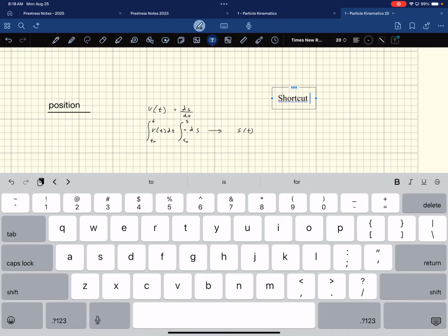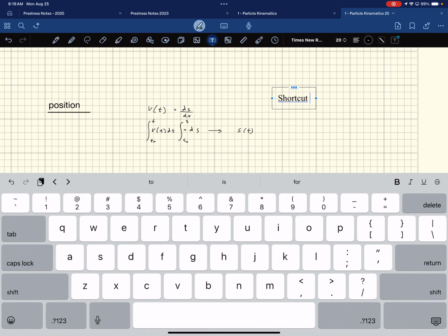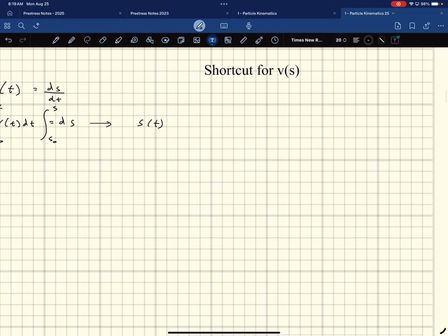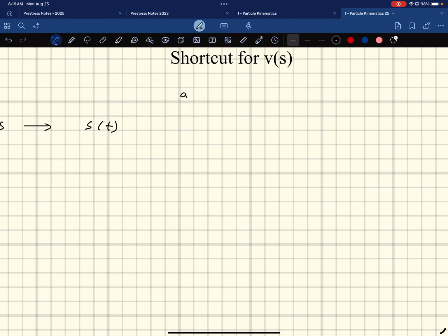Similar to what we did last time. Maybe we want velocity as a function of position. Okay, so let's do that quick little shortcut. If we have that here, actually we do an example where we use this later.